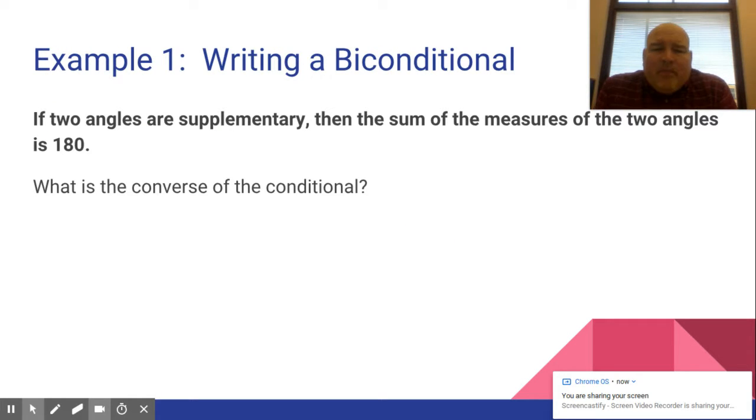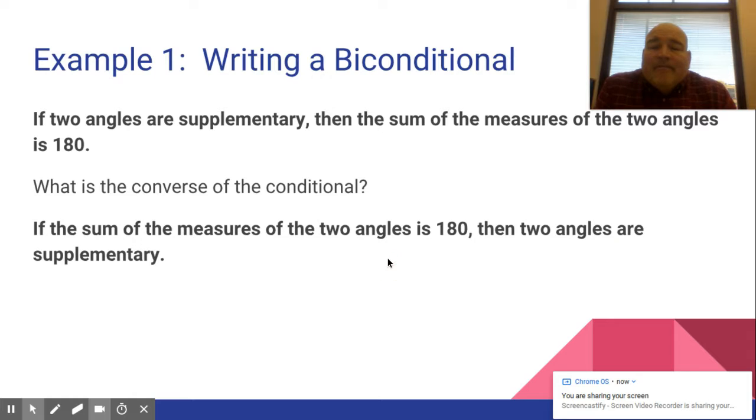If two angles are supplementary, then the sum of the measures of the two angles is 180 degrees. What is the converse of the conditional? Did you forget what a converse is? Remember, a converse is when you switch the hypothesis and the conclusion. If the sum of the measures of the two angles is 180 degrees, then the two angles are supplementary.